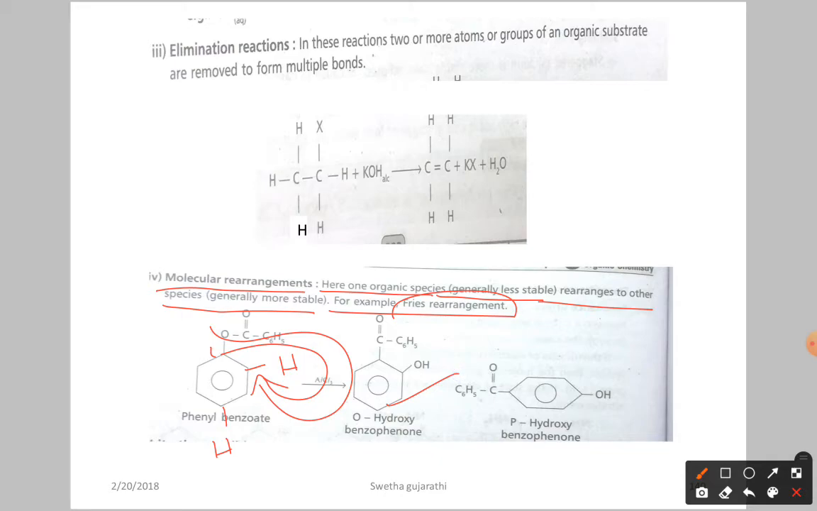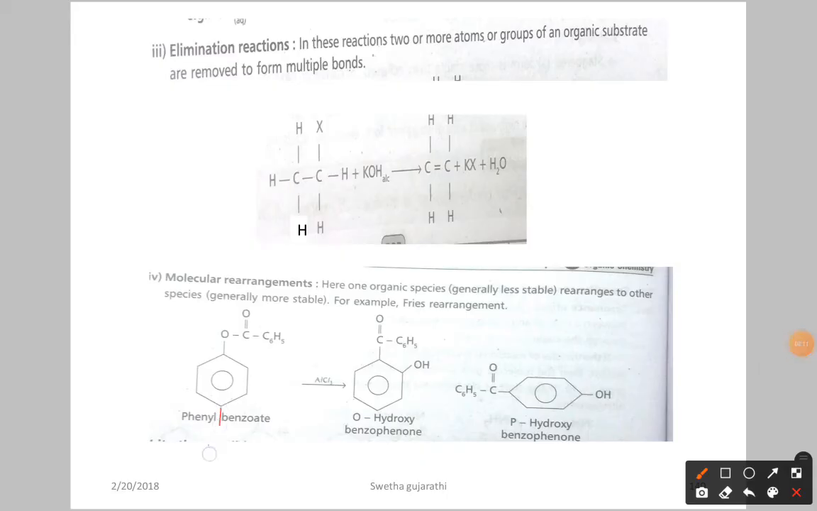So this I am calling as ortho hydroxybenzophenone. Ortho means what? In benzene, as already told in nomenclature, if substituents are at the 1,2 position, it is called ortho. So here this entire group came here and this hydrogen came here. So simply you went for the rearrangement, isn't it? So it is called orthohydroxybenzophenone.